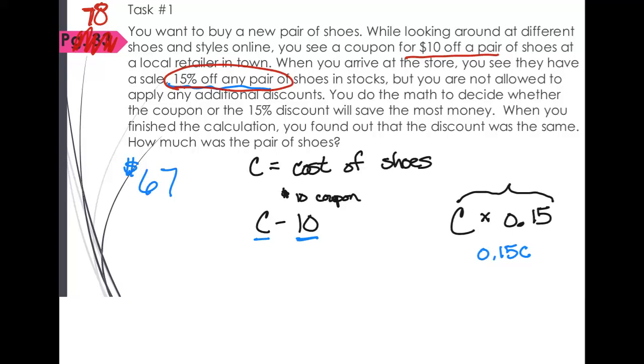It's not the total after the discount, it is the discount. This is the discount when we take 15% of something. That's the discount itself. So whatever that amount is, that's the discount. Well, now that I know that's the discount, what do I have to do to figure out how much the shoes are now after the discount?